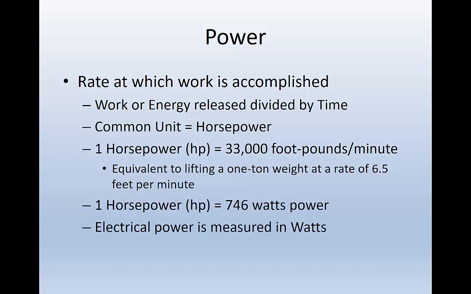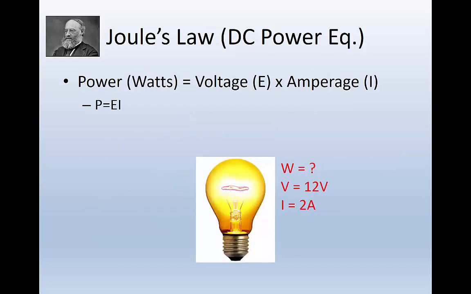To give you an idea here, 1 horsepower equals 33,000 foot-pounds per minute. If you want to think about that in an applied fashion, that'd be the equivalent of lifting a 1-ton weight at a rate of 6.5 feet per minute. So that's some serious weightlifting going on right there. Kind of understand why we use horses for this. 1 horsepower, to convert over into our electrical terms, is going to be 746 watts. Okay, and watts is what we measure electrical power in.